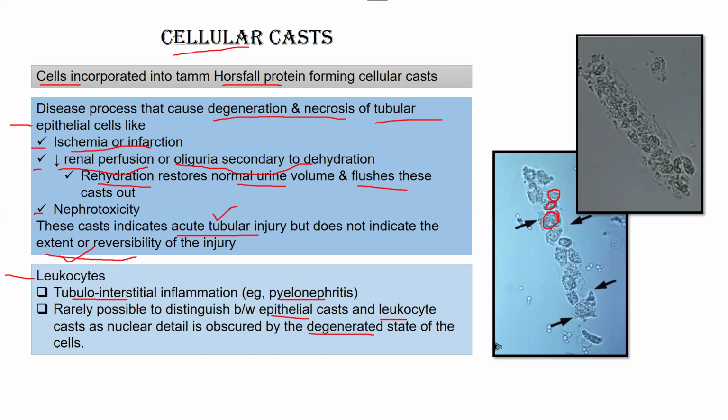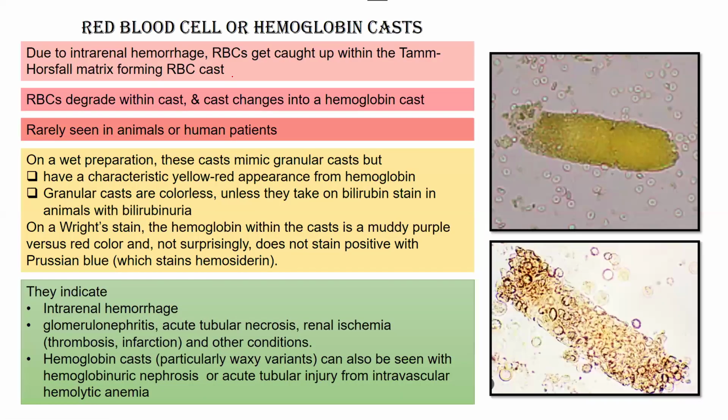nuclei, and even in a CBC blood smear we differentiate WBCs based on their nucleus. But here the nuclear detail is obscured because the cells are in a degenerated state, so it's difficult to distinguish. But you should know as a good veterinarian that these two cell types can appear in cellular casts. Next we have the red blood cell cast or hemoglobin cast.